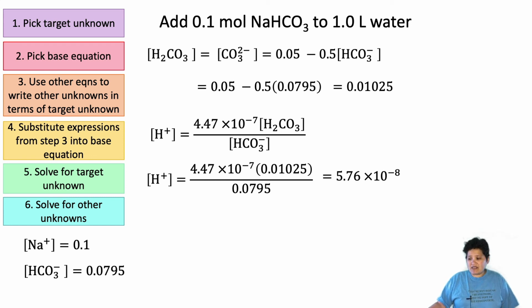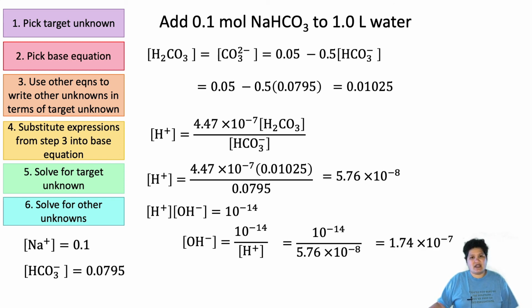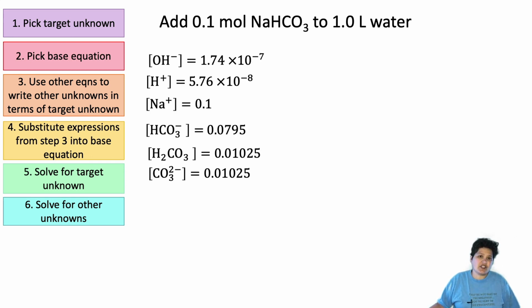And then the last one that we don't know is OH minus. Well, we know that H plus times OH minus equals 10 to the minus 14th. So OH minus is 10 to the minus 14th divided by H plus, which gives us a concentration of 1.74 times 10 to the minus 7th. So here are the concentrations we just calculated.